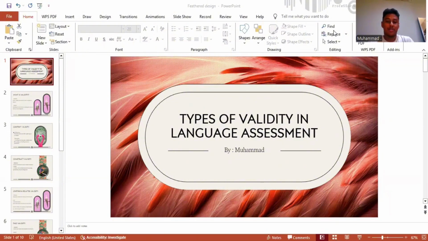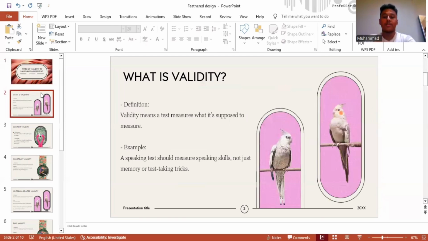Today, our presentation is about types of validity in language assessment. And let's get started. What is validity? Definition: validity means a test measures what it is supposed to measure. Example: a speaking test should measure speaking skill.